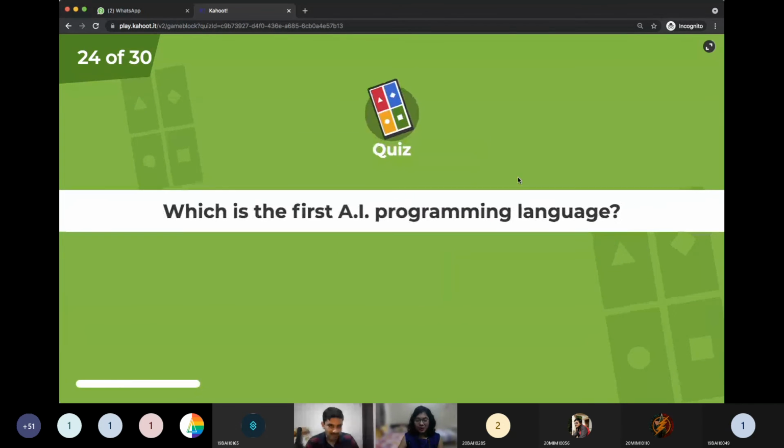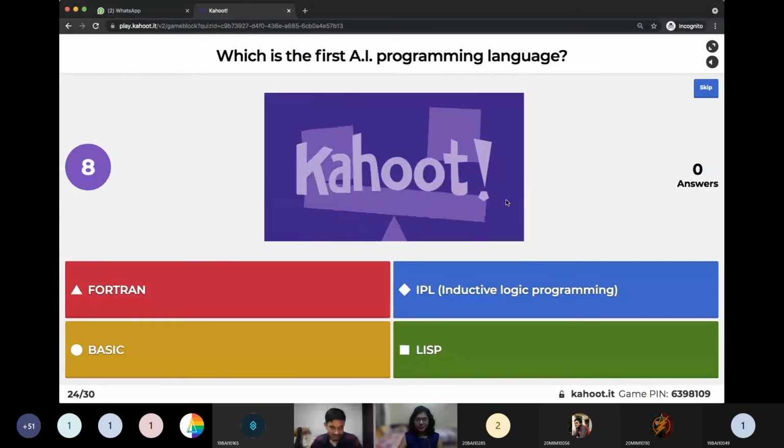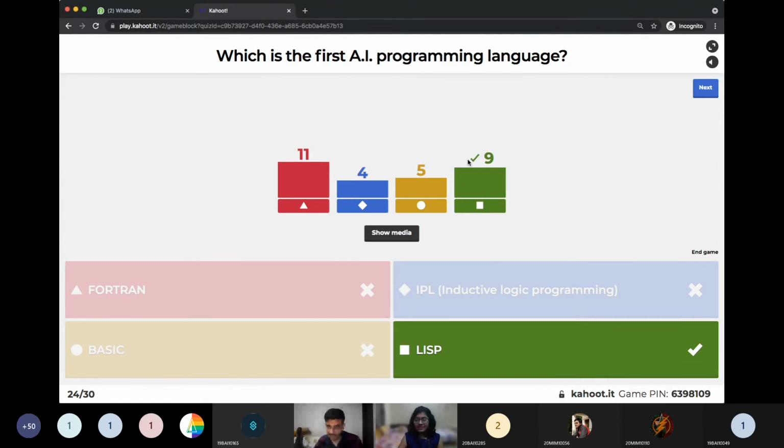Next question for double points we have, which is the first AI programming language. Yet again, a quick question. Fortran, IPL, LISP, BASIC. This is a double points question, so try to get it right. We have 9 of them got it right. Yeah, we have 9 people answering the question correctly. The answer was LISP.